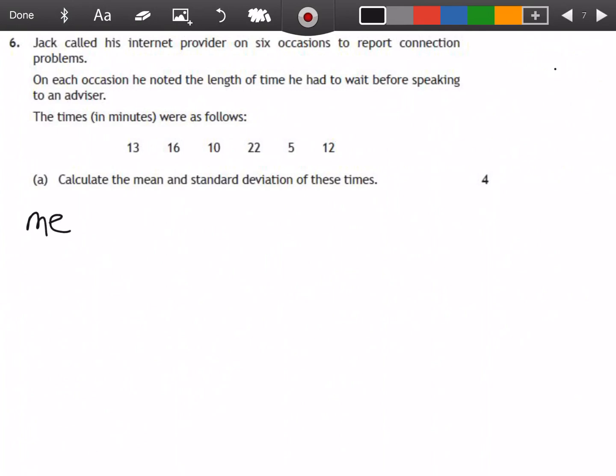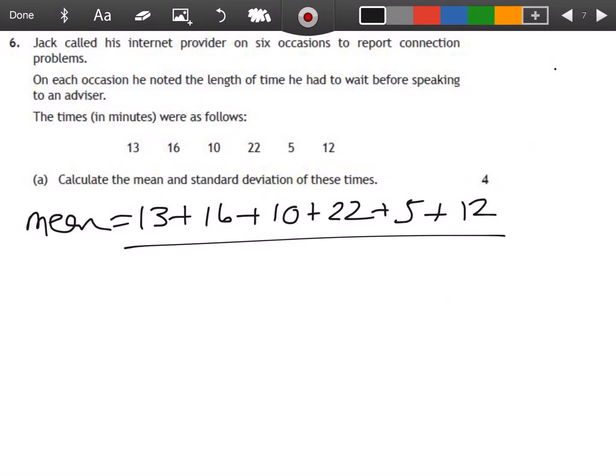Right, so first thing, the mean. The mean is what we get when we add them all up. Get the total. And you should be thinking what you do next. Add them all up, get the total, and divide by how many we have. Divide by 6. Okay? Let's use your calculator. 13, 16, 10, 22, 5, and 12. Add up to 78. Divide it by 6. The mean is 13.